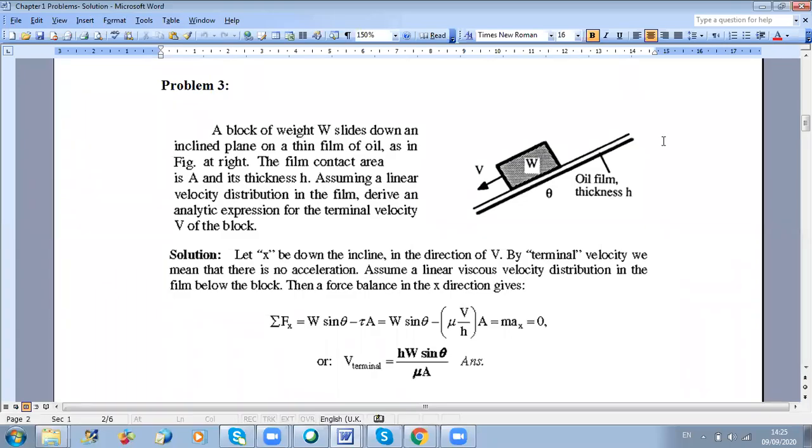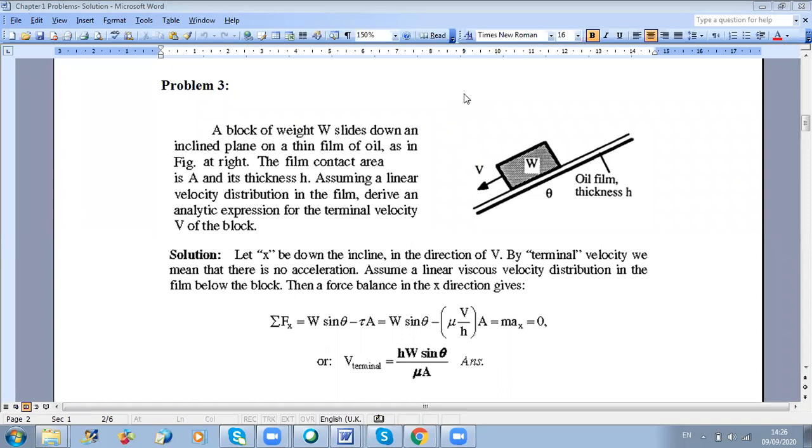Okay, so in problem 3, a block of weight W slides down an inclined plane on a thin film of oil, as shown in the figure. The film contact area is A and its thickness is H. Assuming a linear velocity distribution in the film, derive an analytic expression for the terminal velocity of the block.